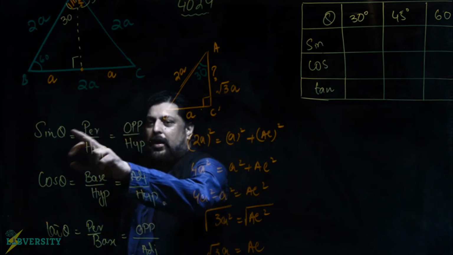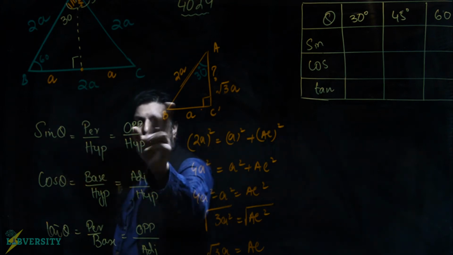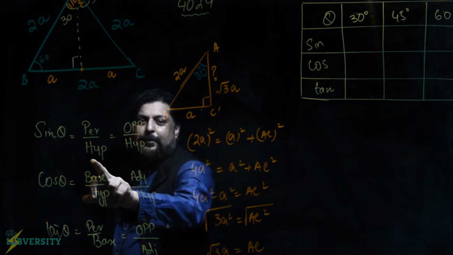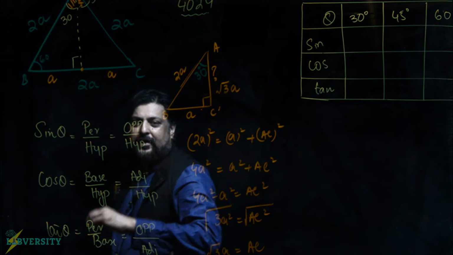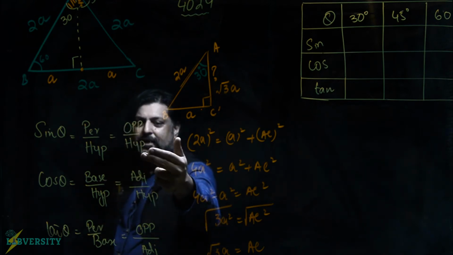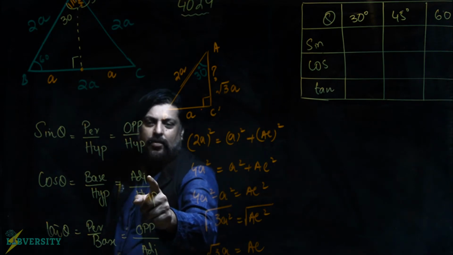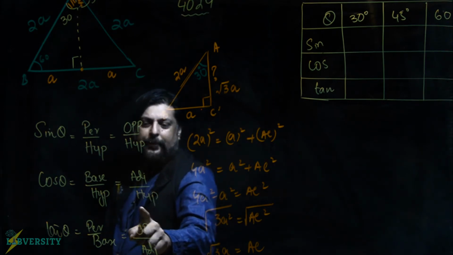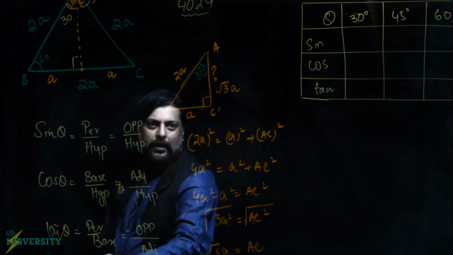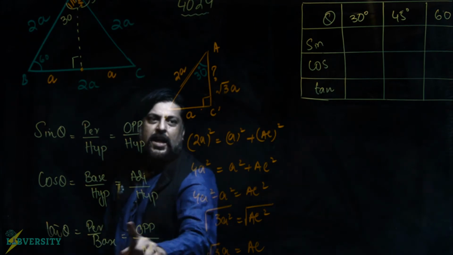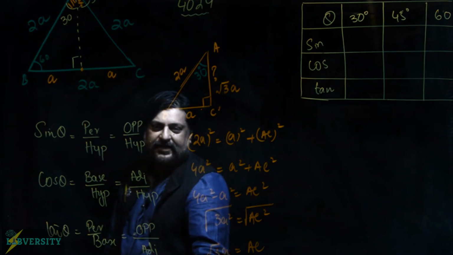Now sine theta is the ratio of the length of perpendicular and hypotenuse, and some people say opposite and hypotenuse. Cos theta is base and hypotenuse, or adjacent upon hypotenuse. Tangent is perpendicular upon base, or opposite upon adjacent.